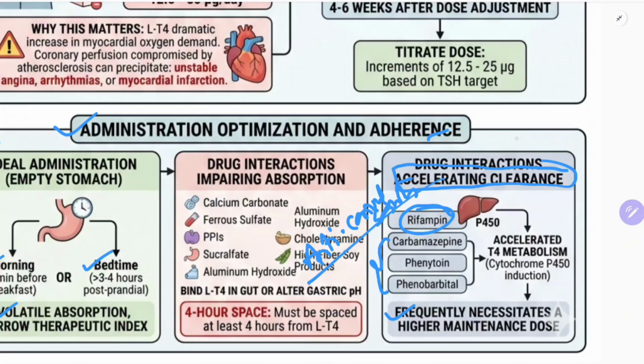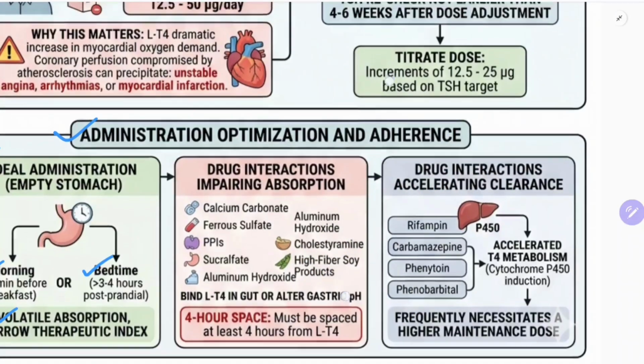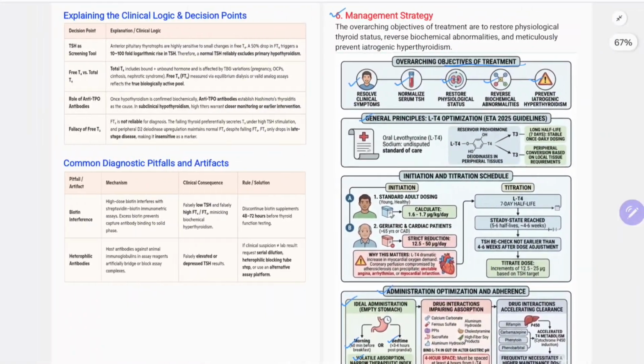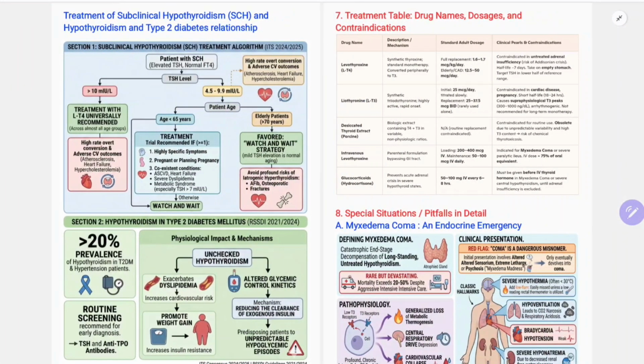Okay, so some drugs decrease the absorption of LT4 and some drugs increase the excretion, increase the metabolism of thyroxine. So you should inform the patient, and how to take it you should also inform the patient. That's about treatment of overt hypothyroidism: how to start, how to titrate, and what instructions you give to the patient.